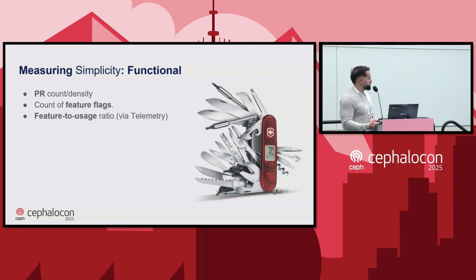Then we have ways of measuring the functional. This is probably more challenging because functions in software usually are not clearly identified. We can use commits and PRs to track more or less how the functions in software are being delivered. Also feature flags: many times it's easier to identify the number of functions that are delivered. And there's the feature-to-usage ratio, which, if you couple it with some telemetry, lets you know how often or how many users are actually using a feature.